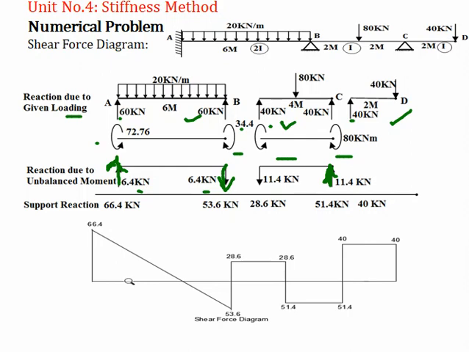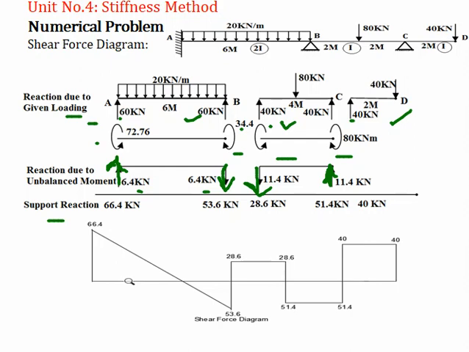Now what about the far end? At the far end, you have to show the reaction in a downward direction. Keep the magnitude same, 11.4 kilonewton. Okay, so likewise you have to show the reaction. Now after this, you have to find out the net reaction at the support.